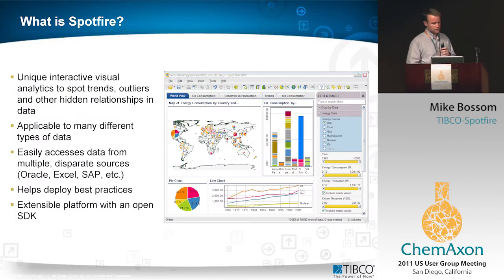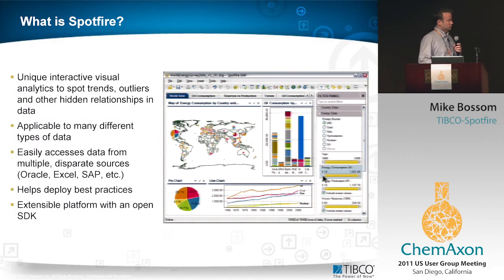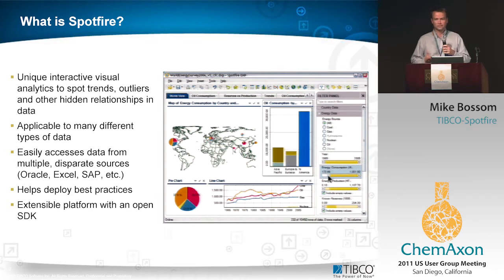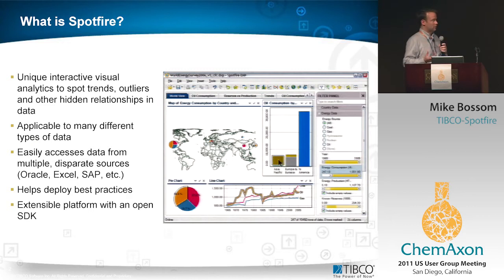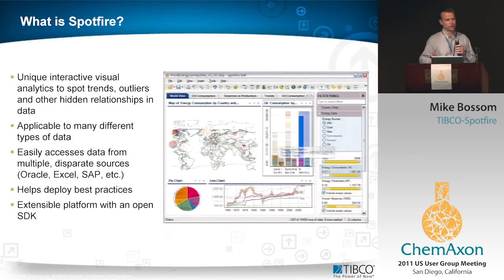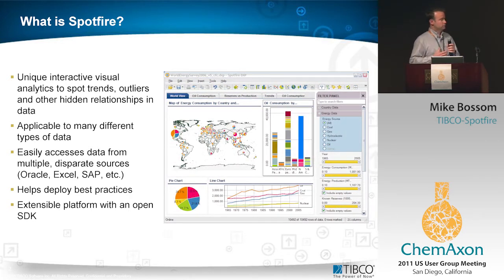So let's talk a little bit about what is Spotfire. We like to best describe it as an interactive visual analytics tool. We can use it to spot hidden trends, find the outliers in your data, and find relationships in data that would otherwise be considered disparate. We consider ourselves data agnostic. I heard that term used earlier. If it's a data warehouse or a database, or a single CSV file or spreadsheet, we can bring that data in, merge it together, and then start doing the analysis on top of that.